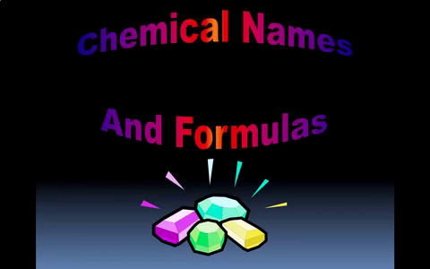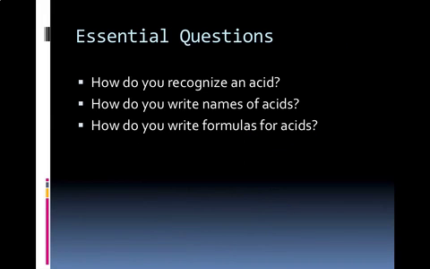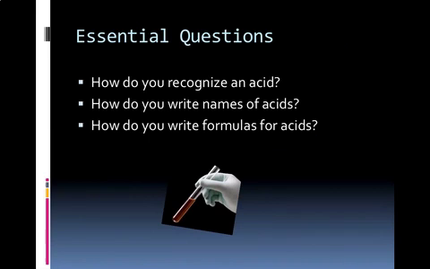For this video is chemical names and formulas. The essential questions are: how do you recognize an acid, how do you write names of acids, and how do you write formulas for acids. So to recognize an acid, they have to have a hydrogen paired with an anion.